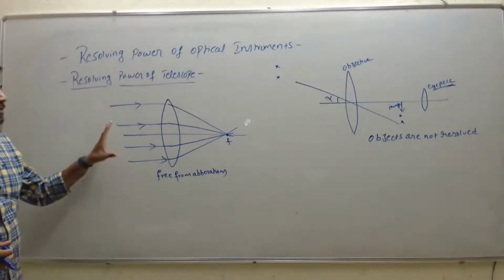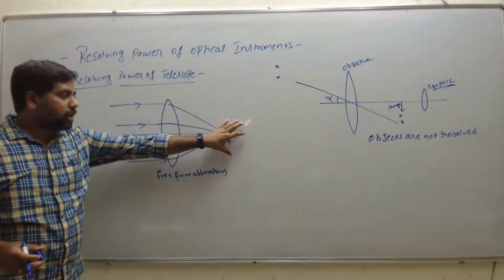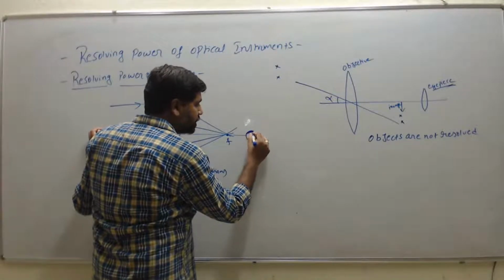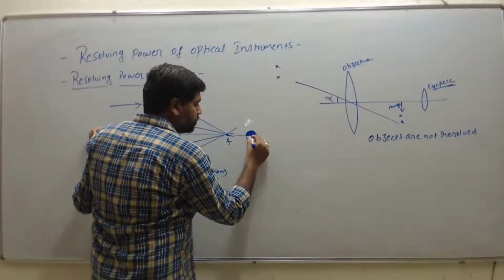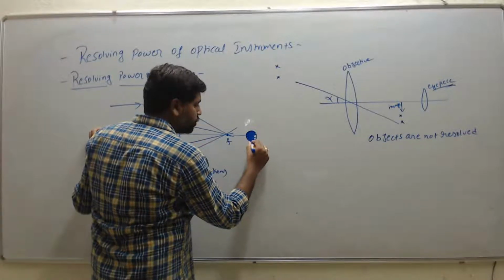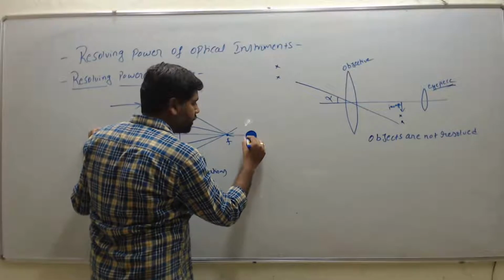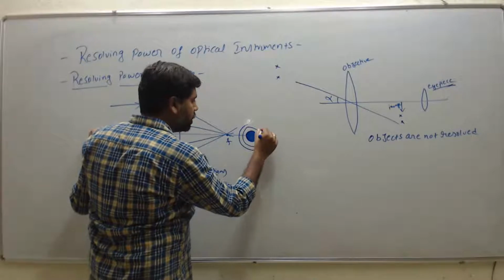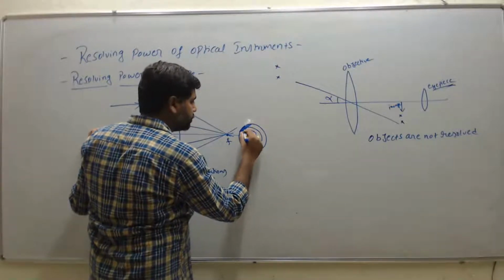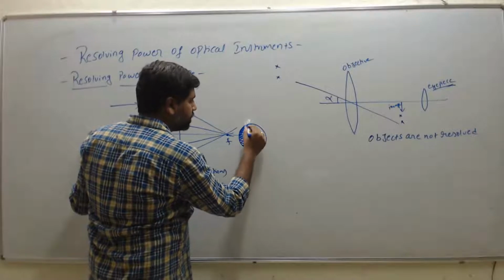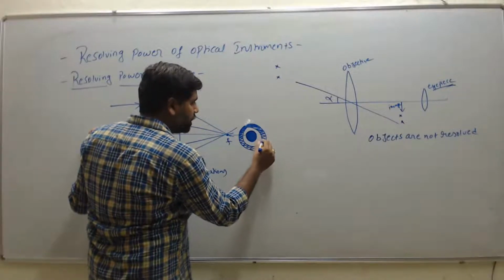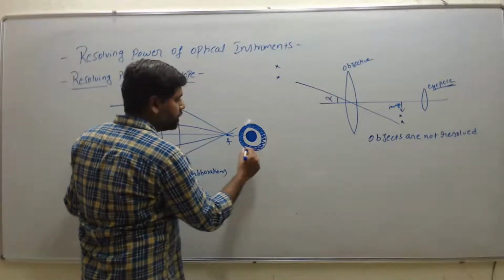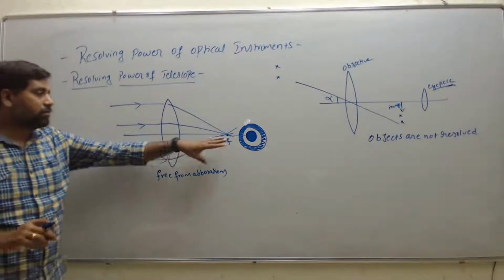But here the image is formed in the form of a spot, that is, a bright region in the middle, and alternate dark and bright fringes appear like this. This is due to the diffraction of the lens, right? So we will get it like this.